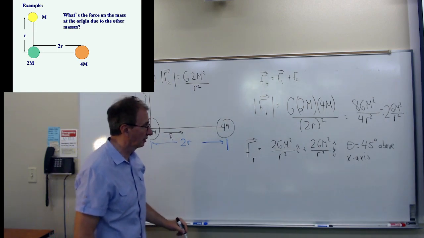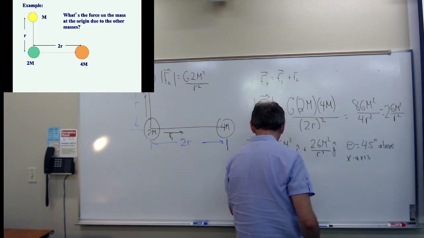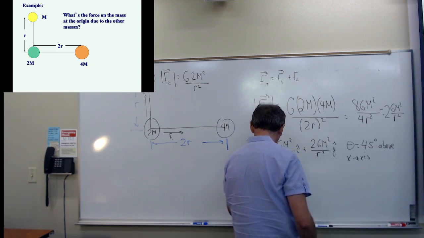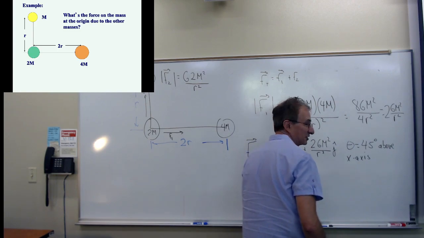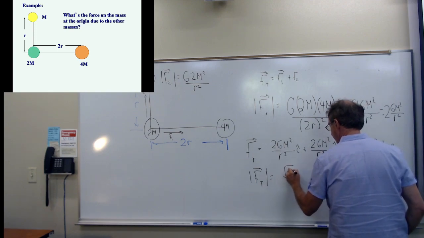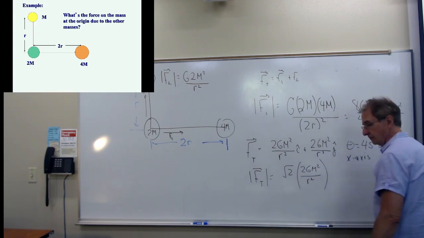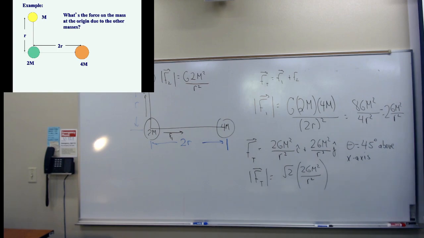How do I find the magnitude? Pythagorean theorem, and because they're equal, I should be able to write this down, right? It's a 45, 45, 90 triangle, right? Okay. So I should be able to write down the result. You can use the Pythagorean theorem and prove it to yourself that you get that.